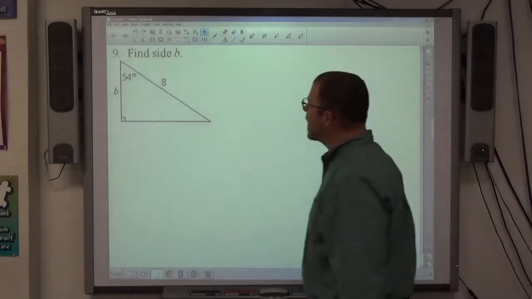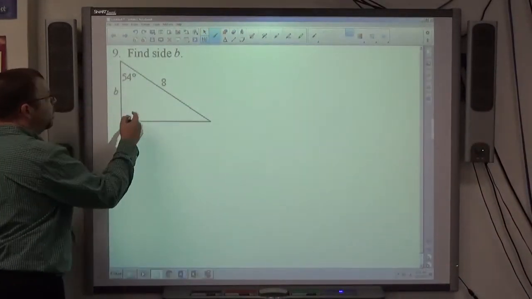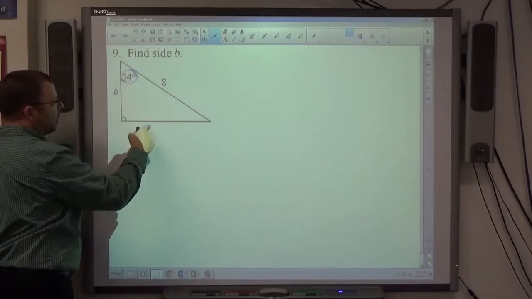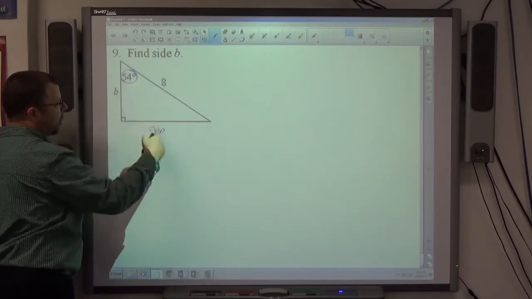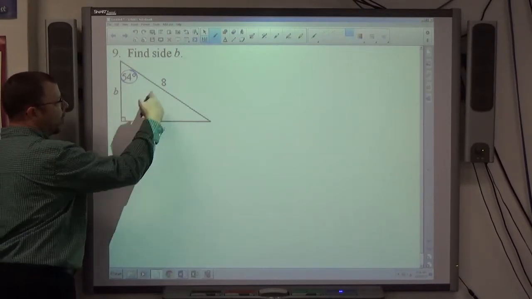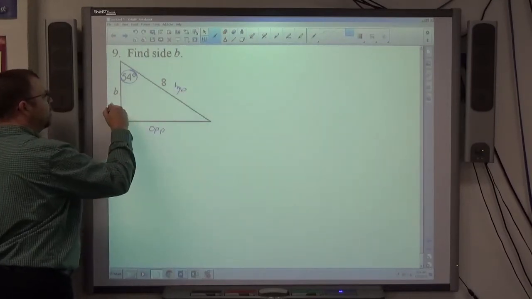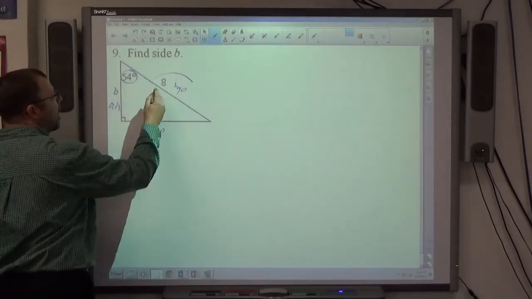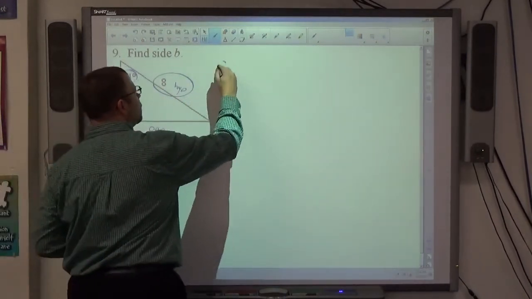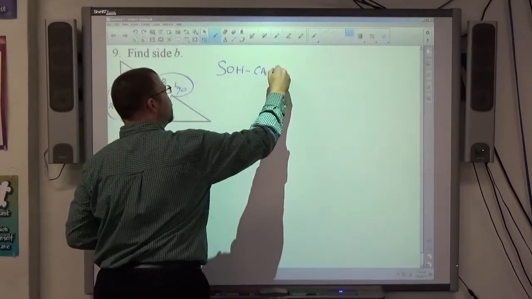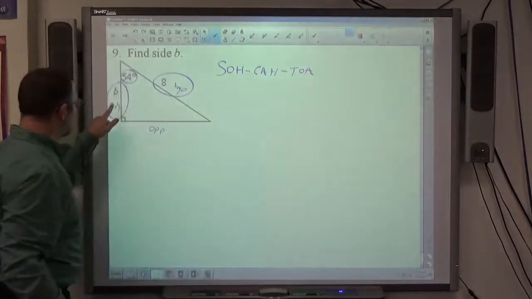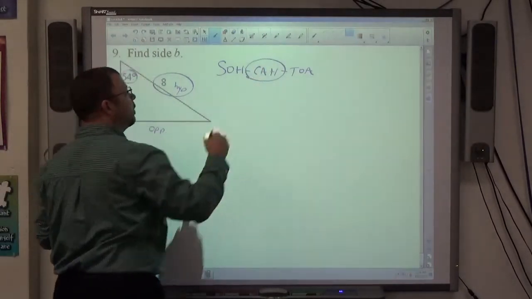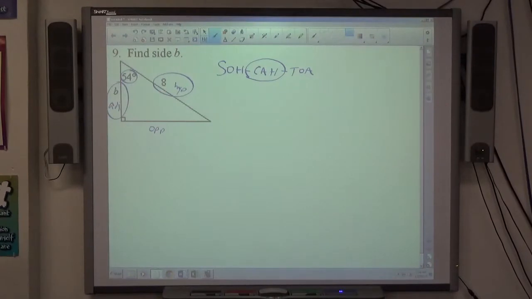Number 9, find side B. Okay, side B is over here. They give us this acute angle, 54 degrees. If I identify the opposite side going across the triangle from the angle, this is the right angle, go across that, that's the hypotenuse. That makes B the adjacent side in this case. Looking at the two sides I'm going to work with, the hypotenuse and the adjacent side, and remembering SOHCAHTOA, I want to know the adjacent, I do know the hypotenuse. That tells me cosine is going to be the useful trig function that will help me in this problem.